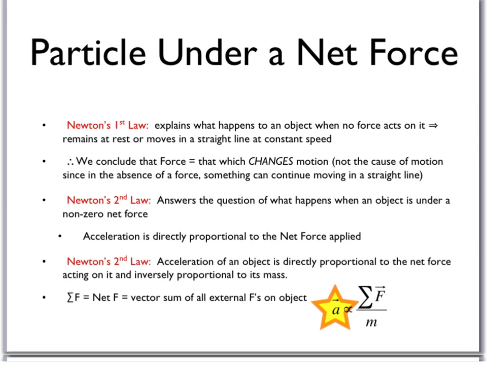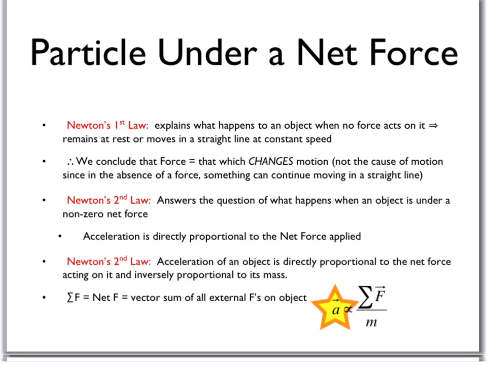Here we're looking at a particle that is in fact under a net force. If you recall, Newton's first law explained what happened when an object had no net force acting on it. Basically, we said that it would remain at rest, or it could move in a straight line at a constant speed. In this case, from understanding Newton's first law, we can realize that forces must be those things that actually change the motion of an object. We would not say that they're the cause of motion, since we said that in the absence of a net force, something could continue moving at a constant velocity, basically same speed in a straight line. But forces have to be those things that are actually able to change the motion of an object.